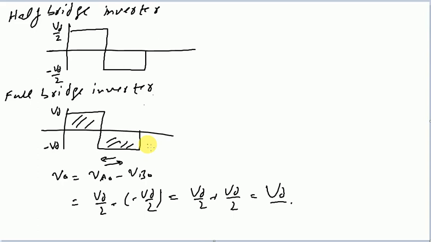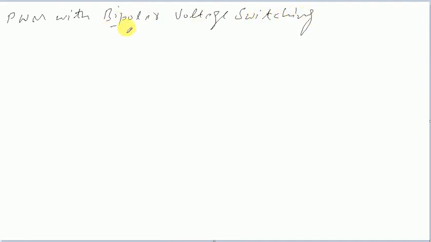We have already discussed and described the pulse width modulation switching. Now within that we have two distinct categories. One is called bipolar voltage switching. We need to focus on this term for this particular case. So what does this mean?